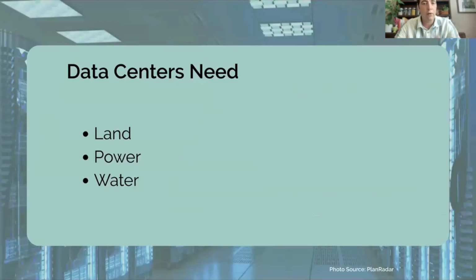And then the fourth one, we're going to just basically talk about human impacts, the impacts on your quality of life. And so it's important to start out by saying what data centers need. And I think this is a kind of a silly slide, but it really does break down the idea that a data center needs land, it needs power, and it needs water.